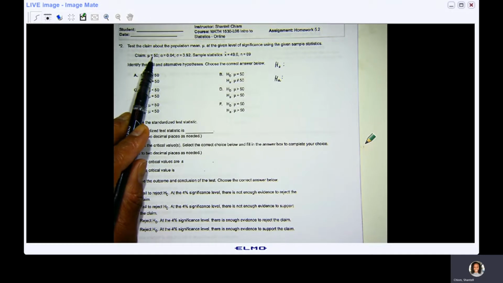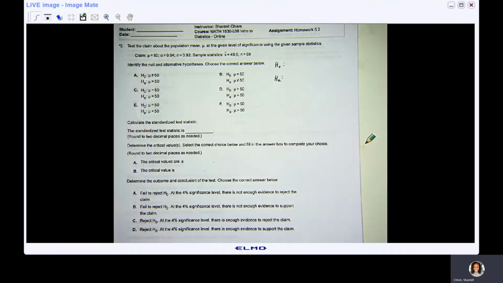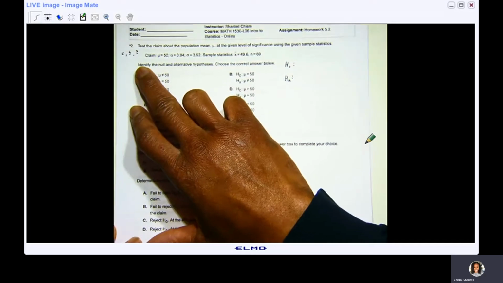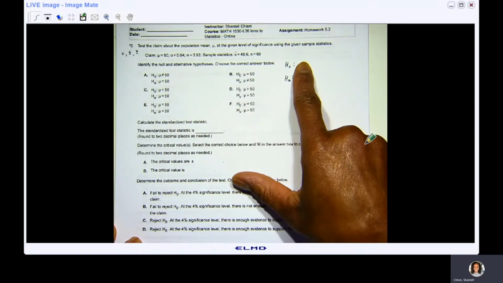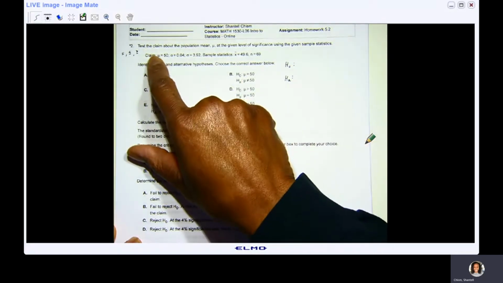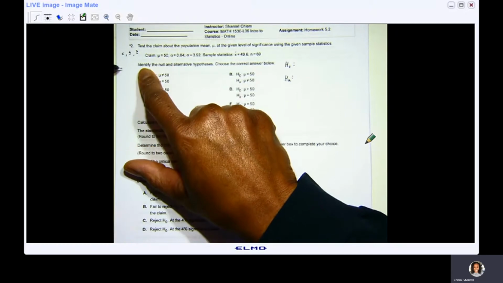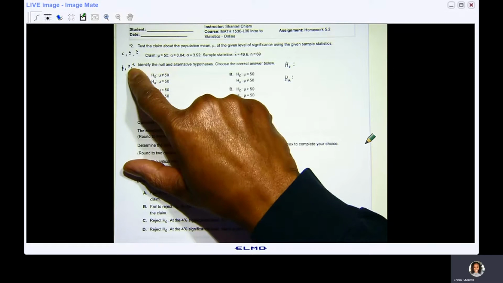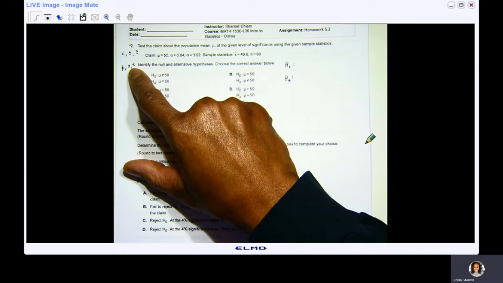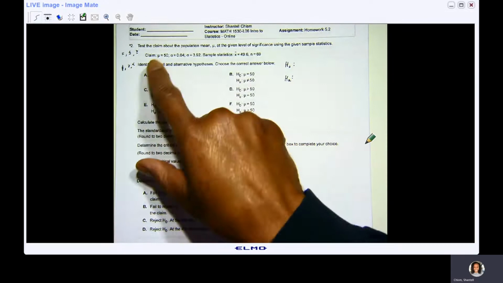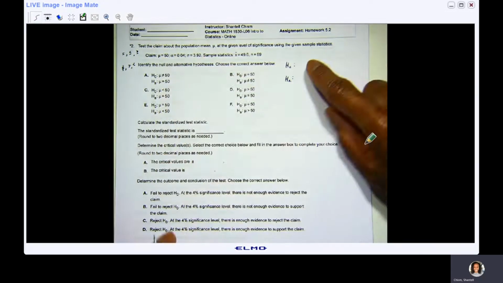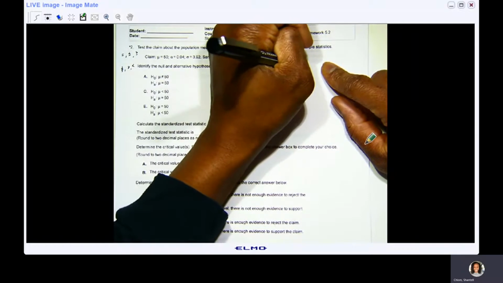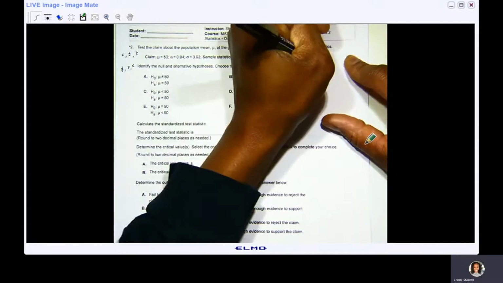If your claim contains any one of the symbols equal, less than or equal, or greater than or equal, then it must be the null hypothesis. If it contains a symbol of inequality, such as not equal to, greater than, or less than, all three of those are symbols of inequality, then your claim would have to be the alternative. In our case, we have mu equals 50, so our claim must be the null hypothesis. It must be H0, mean mu equals 50.